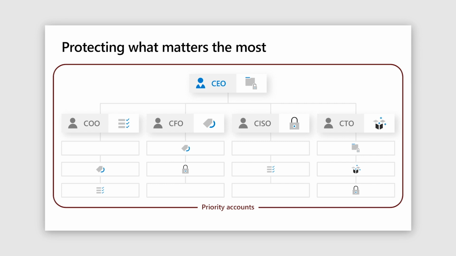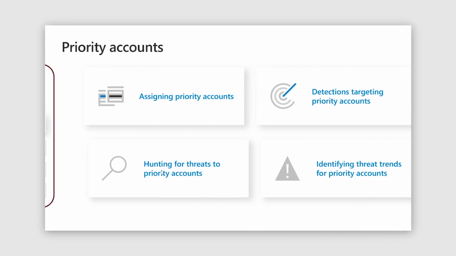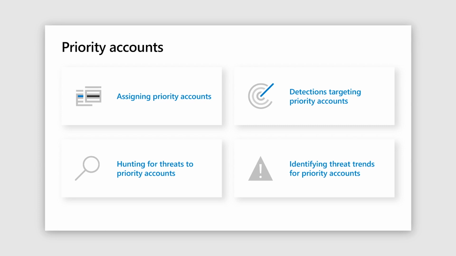These are the keys to the kingdom as far as an attacker is concerned. If they can get access to these people, then they have access to your secrets and your money and your data. We've developed priority accounts to help you identify and tag these key users, and then we provide filtering throughout our entire stack to help you focus in just on those accounts that matter the most.